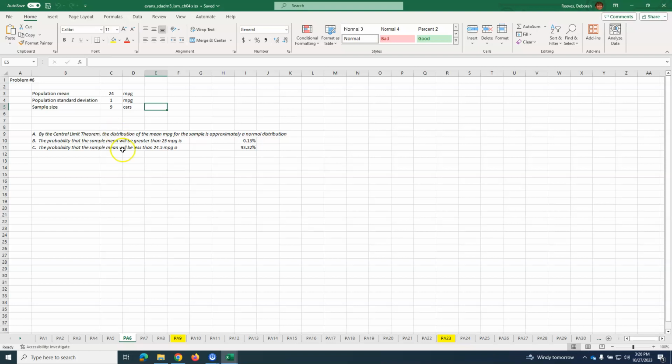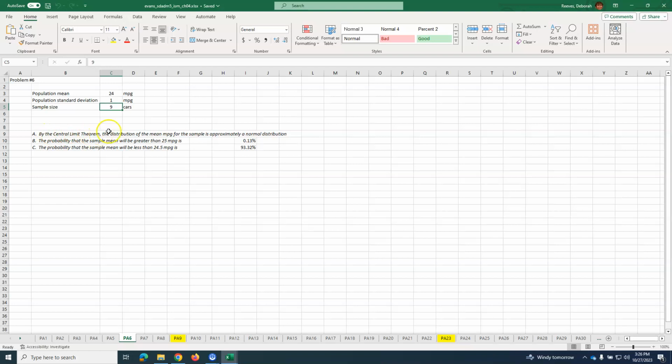It's asking you to take a look at the transportation spreadsheet, the distribution for the sample mean. In this one, you're going to determine automobile mileage ratings. They give you some information and then ask you some questions. As you can see, there are no formulas there. And then here are the questions, A, B, and C.